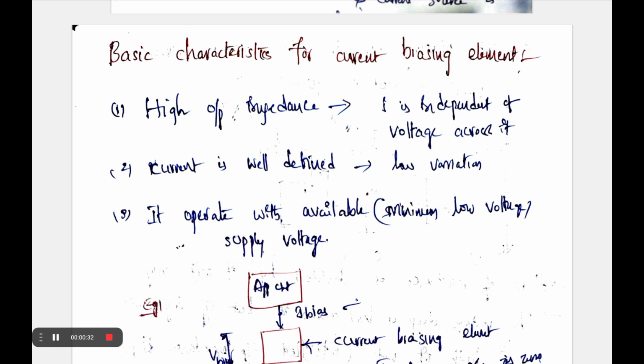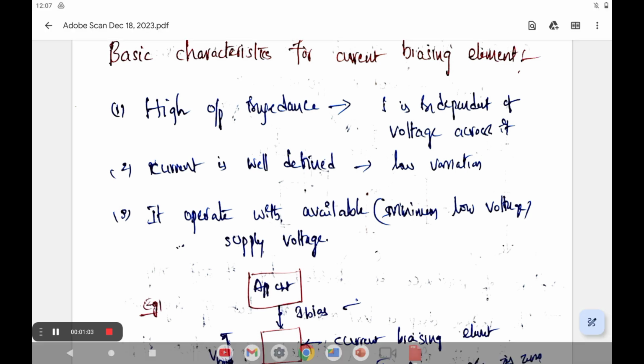So in the last video we discussed some different circuits, like the CE configuration and the common source configuration, and the necessity of a circuit that produces a constant current source. That circuit we can simply call a biasing element.